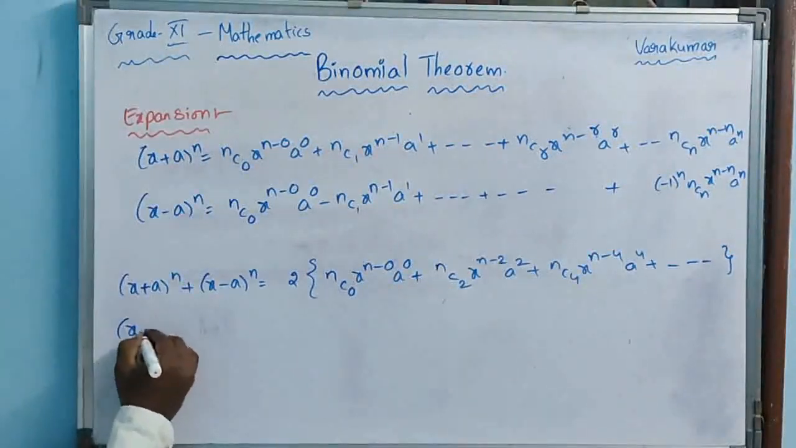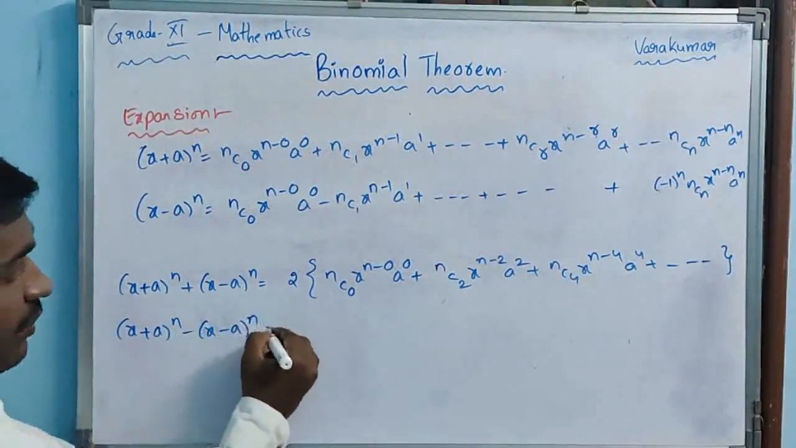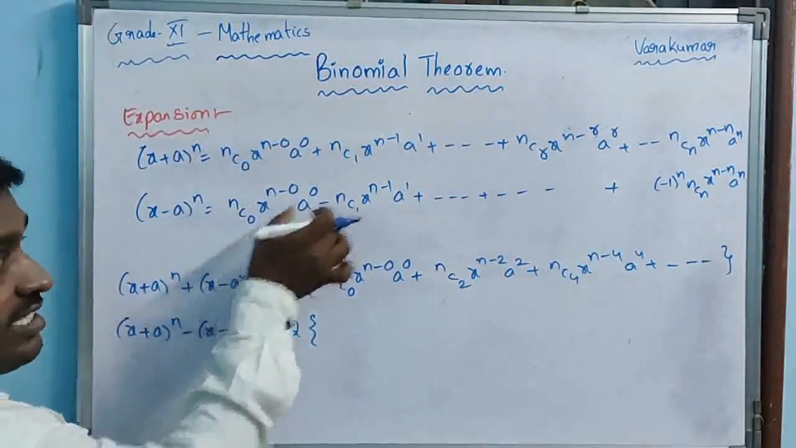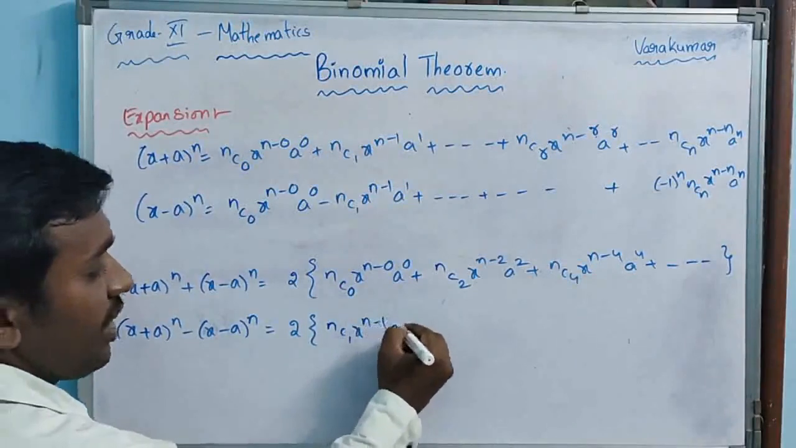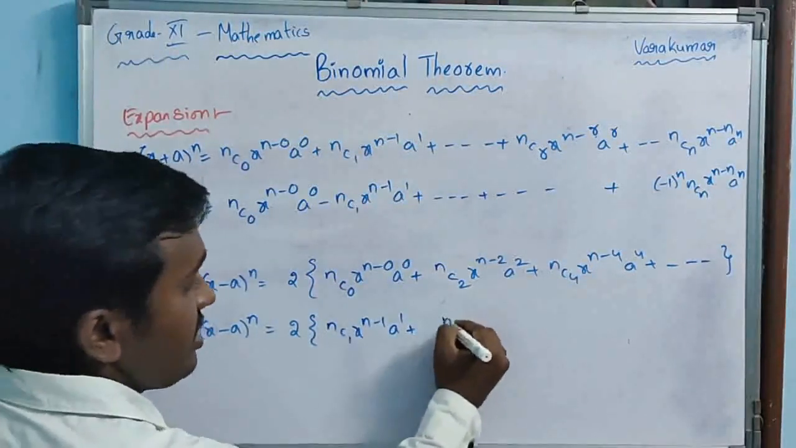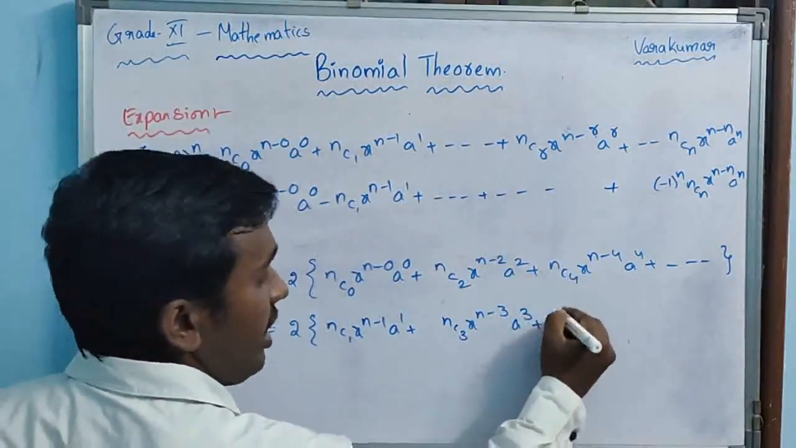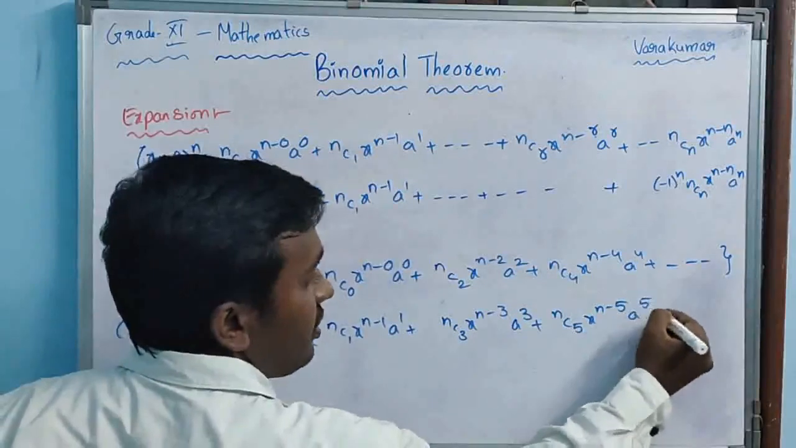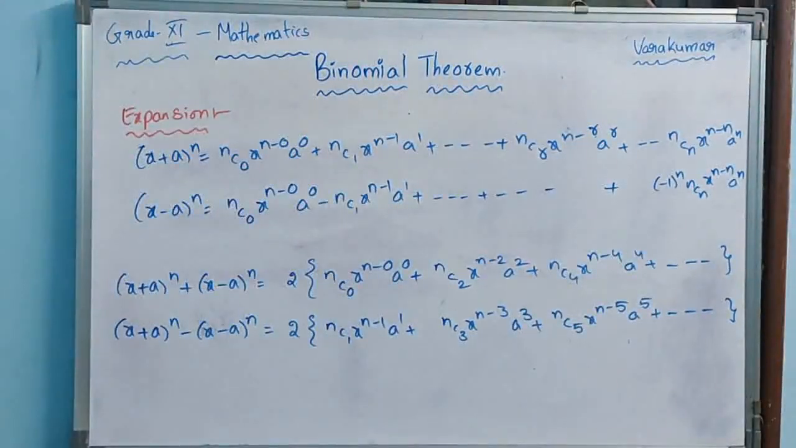Similarly, if you do the subtraction, (x + a)^n minus (x - a)^n, what is going to happen? 2 into, the first terms will be cancelled, so the second terms remain: nC1 x^(n-1) a^1, then nC3 x^(n-3) a^3, and nC5 x^(n-5) a^5 and so on. Clear? So when you expand it, it happens like this.